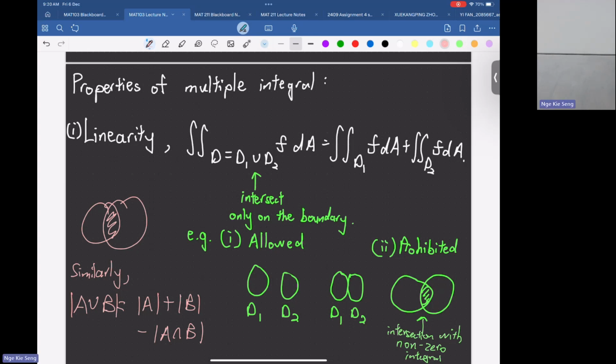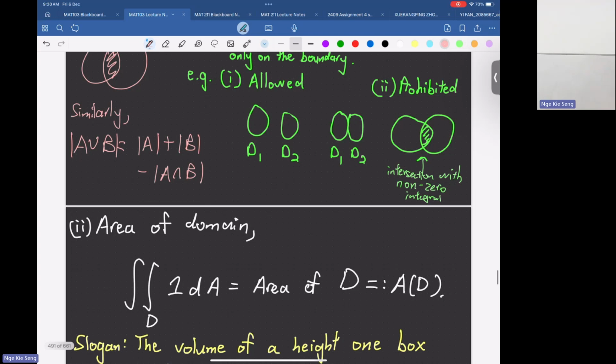Similar idea because counting and integral are really similar. Counting is just a discrete way to add things up, but integral is a continuous way to add things up. So similar idea.